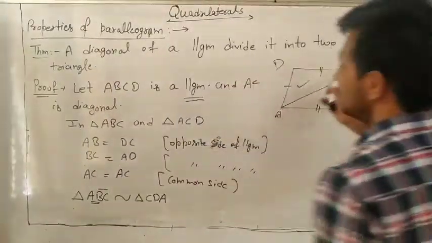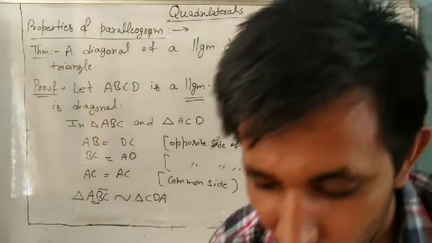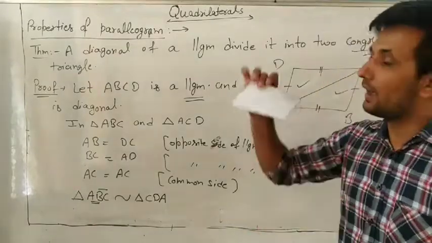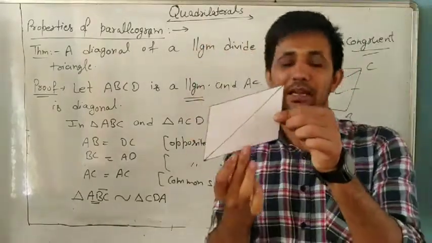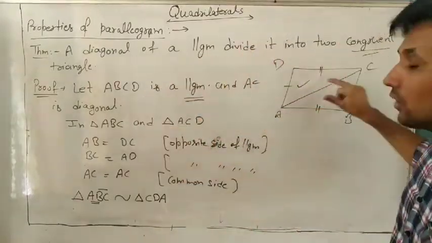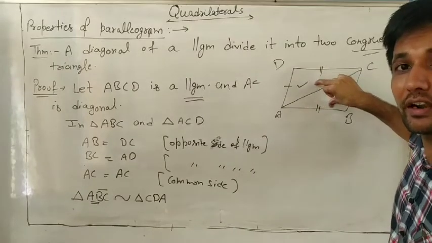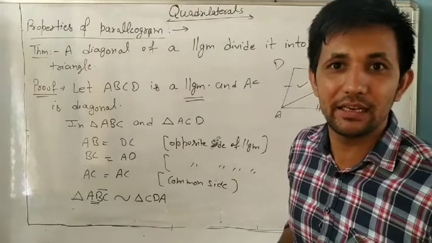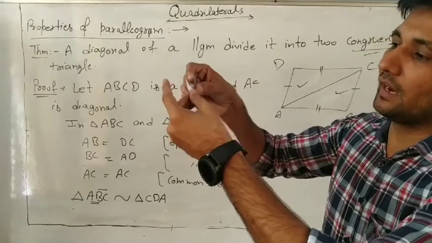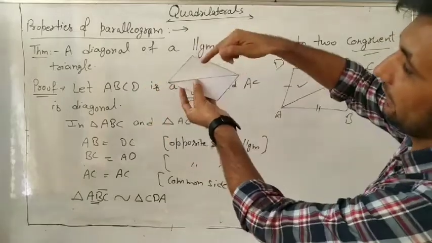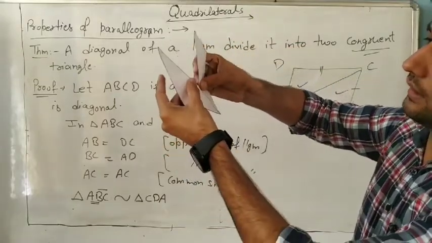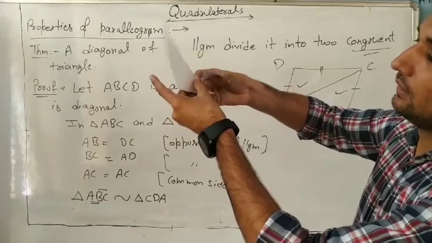And what we wanted to prove was this: the diagonal always divides a parallelogram into two congruent triangles. You can understand it by an activity also. It is a parallelogram, and this is its diagonal. It cuts into two congruent triangles. If these two triangles are congruent, they cover each other completely. So I am taking both of the triangles separately. This is a parallelogram, everyone knows, and it has a diagonal. So I cut it along the diagonal into two triangles.